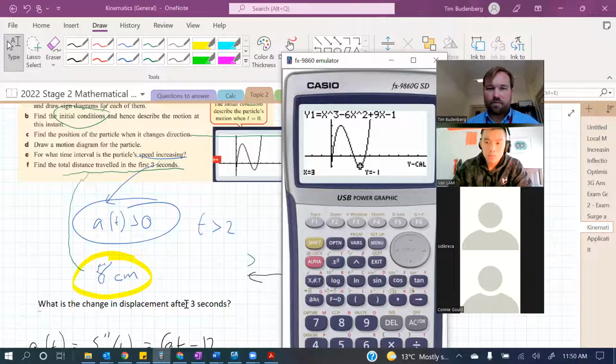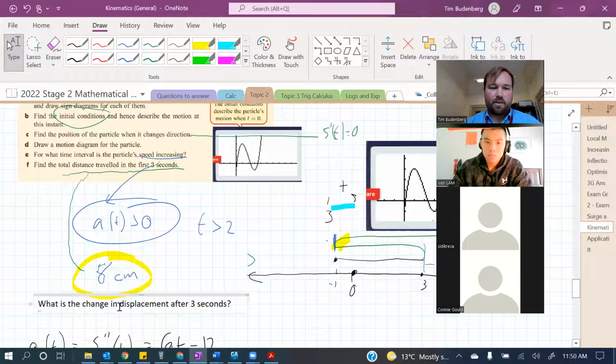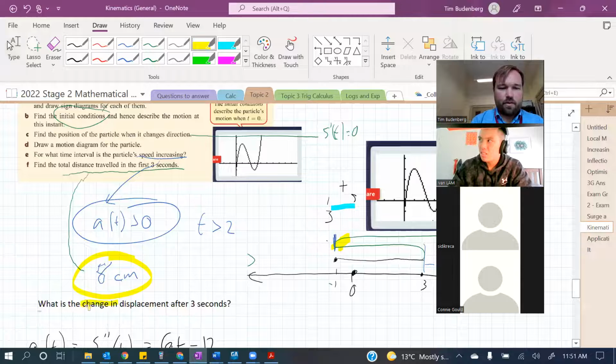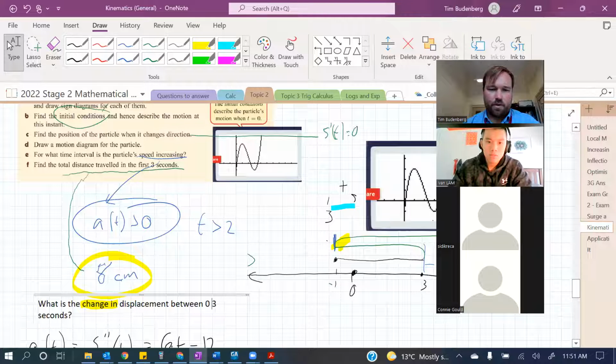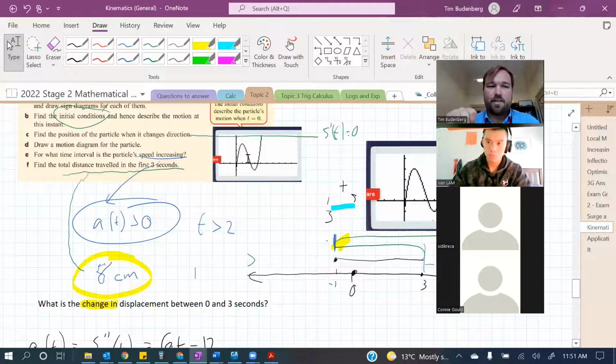If you have s of t and you put s of 3, what will you get? Because that's the displacement at 3 seconds, I thought. Yeah, but sorry, my keyword is the change in. Because you're right, you will get -1, but I could probably word this better. Between 0 and 3 seconds, if we're looking at change in displacement, we haven't changed our displacement at all. We've certainly moved distance, but the displacement hasn't changed.